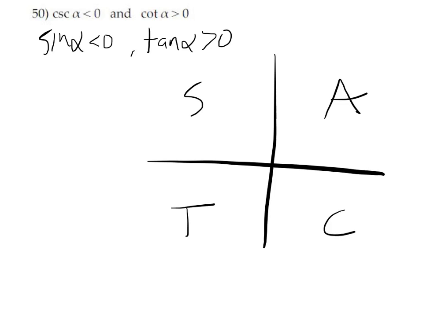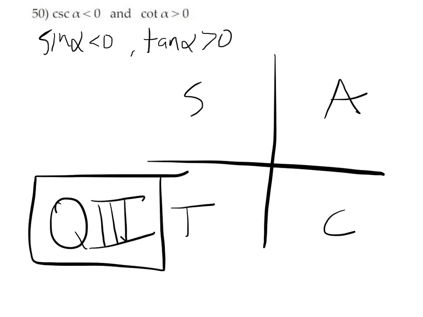So we need to find the location where tangent is positive and sine is negative, and there's only one spot. Tangent's positive in both quadrant 1 and quadrant 3. Sine is negative of those two choices in quadrant 3. Quadrant 3. Okay, great.